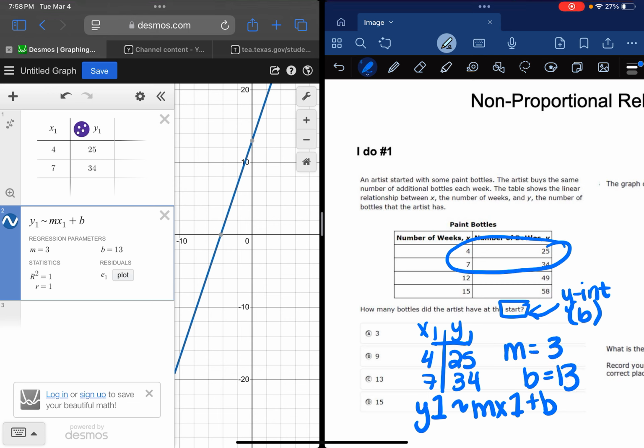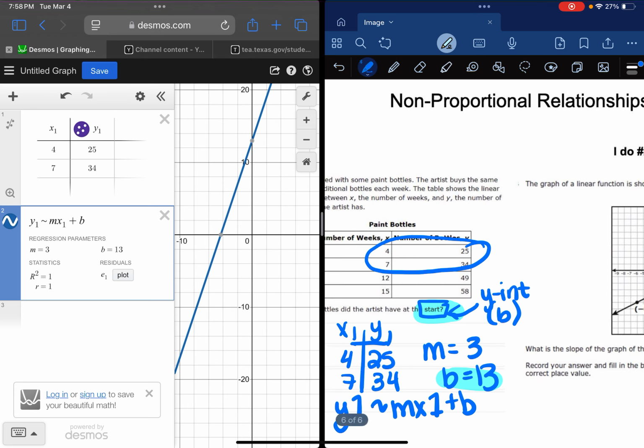But remember, from our question, we know that we are looking for our y-intercept. Our y-intercept is our b. So our answer here is going to be 13. Okay, so I'll move on to the second question.